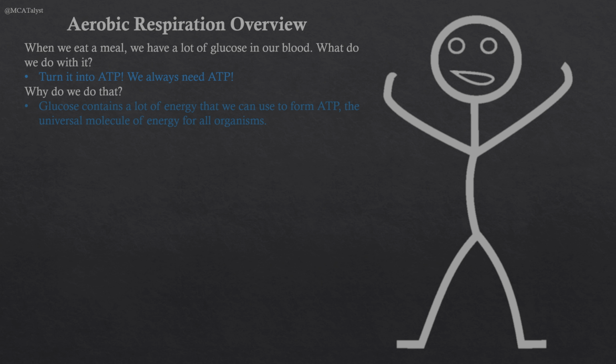So why do we do that? Specifically with glucose, the answer to that is that glucose contains a lot of potential energy that we can use to actually form ATP. And ATP is going to be the universal molecule of energy that every single organism is going to use. So how do we do that? First, our body is going to rely on aerobic respiration, this process that we're talking about today. This is the way that we're going to convert glucose into ATP.